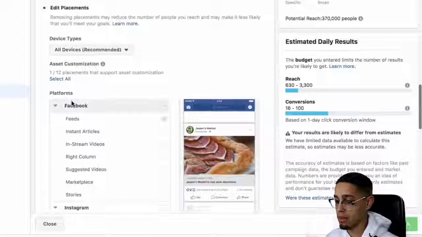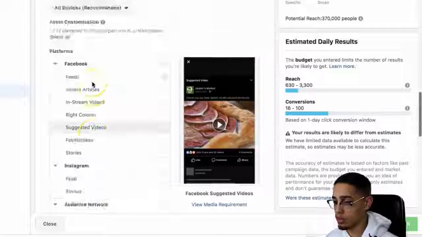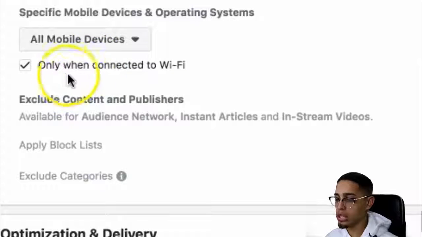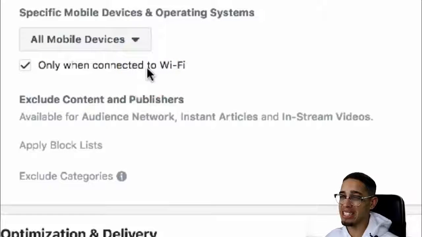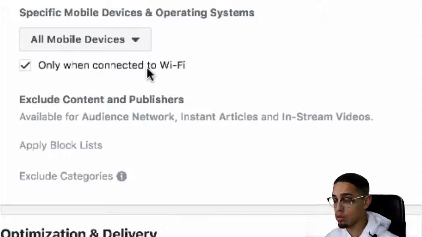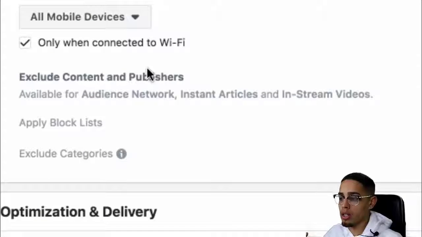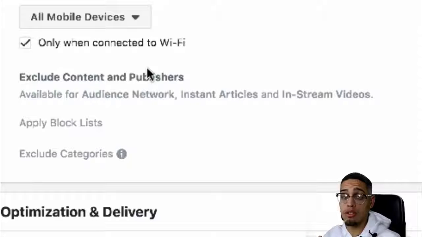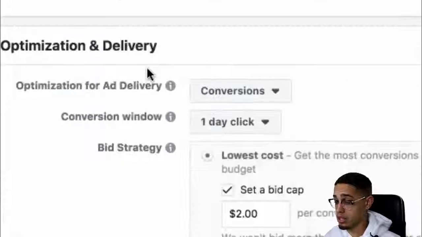Then to edit my placements, I'm only doing Facebook news feed, and only when people are connected to Wi-Fi. That's a little trick for you guys. When people are connected to Wi-Fi, they're more likely to be sitting in place, not just on the move or on the run looking at Facebook really quick. They're sitting down, maybe scrolling through Facebook. They're not just on the go. So you're going to get much higher conversions.